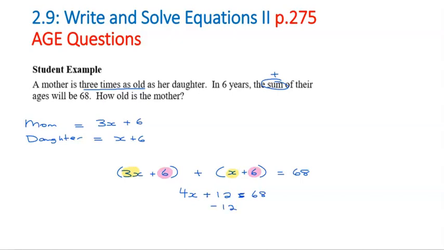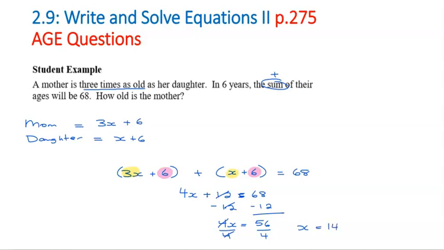We're going to subtract 12 from both sides, canceling. 4x is equal to 56. And then we can now do our division step. We're going to divide by 4. So x is equal to 14.